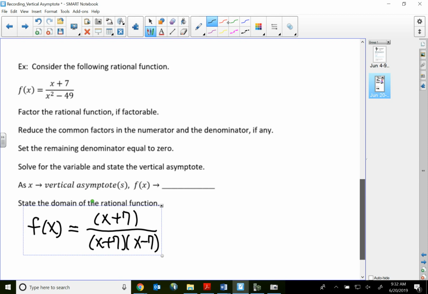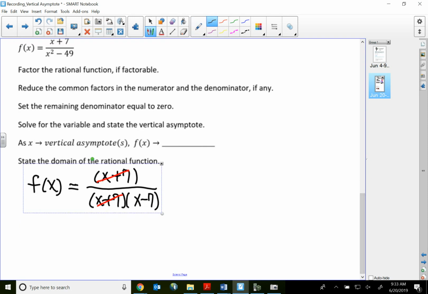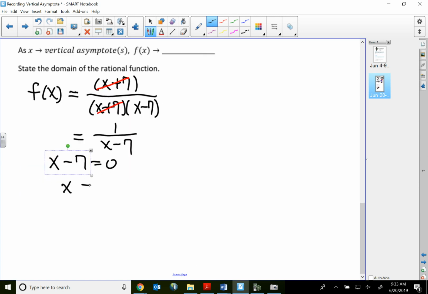All right, step number 2, reduce the like common factor. So let's go ahead and reduce it. My resulting function right now is actually 1 over x minus 7. But the function I'm going to graph in a little bit is the original one, or the one I factored before reducing. All right, so set the remaining denominator equal to 0 and solve for the variable. So my x is equal to 7. You have to write this down, because that is your vertical asymptote. You have to say x equal to a number.